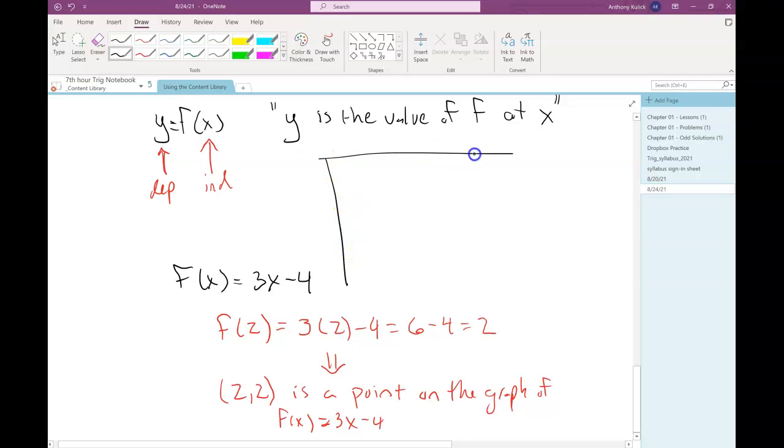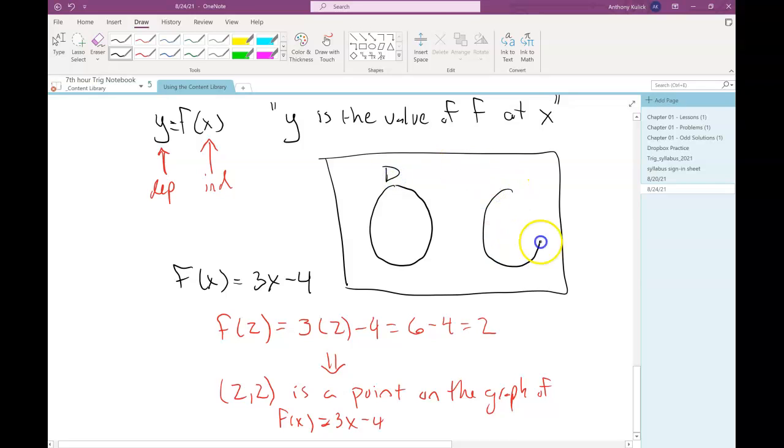As an aside, the other way you can think about function notation is if we go back and think about our mapping diagram. So here's our x and here's our y.